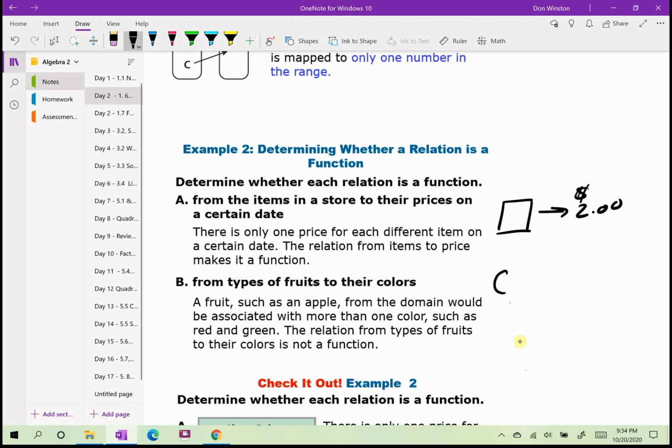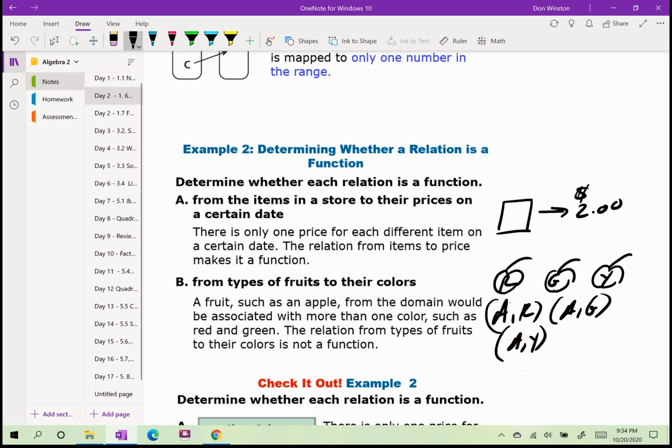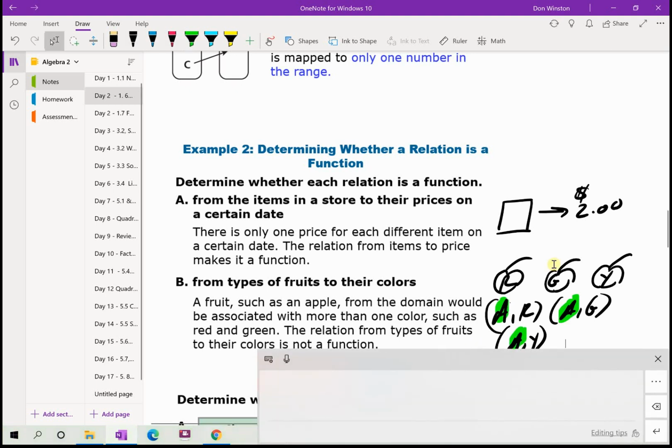But how about apples? So here you have an apple. You have a red apple, a green apple, and a yellow apple. So an apple is red, an apple is green, and an apple is yellow. Okay, that relation is not a function. You have the same x, apple, going to different colors. That relation would not be a function.